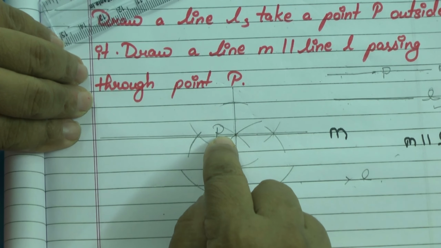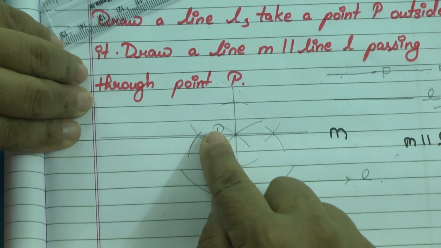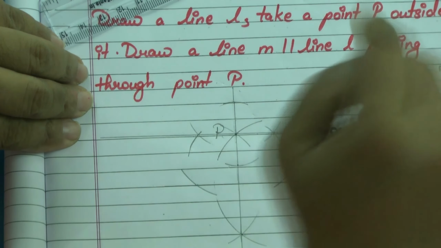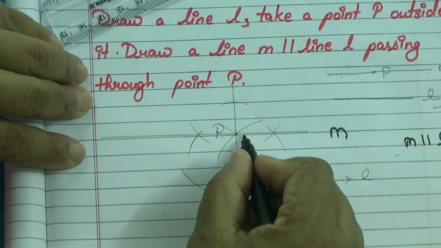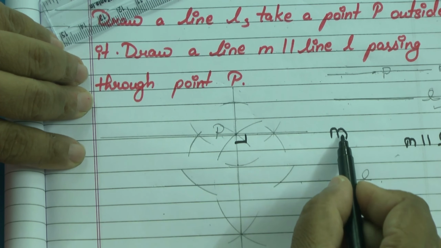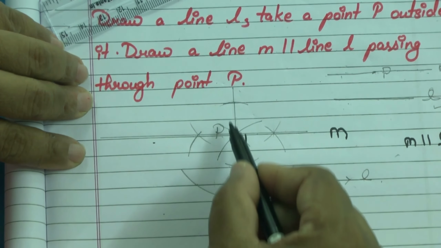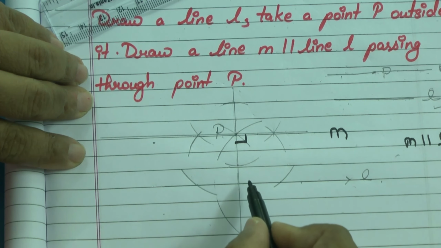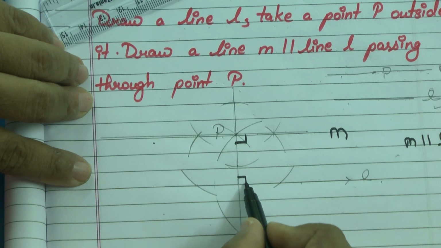This line is perpendicular to the line through the point P. M is perpendicular to that line, but M is parallel to line L. Now let me show you why. If I measure the angle, this will be 90 degrees because M is perpendicular to that line and this line is perpendicular to L.